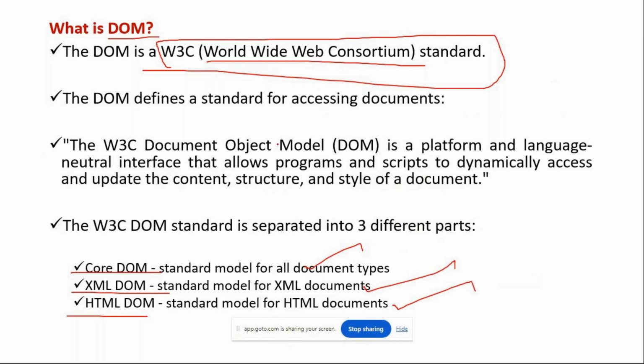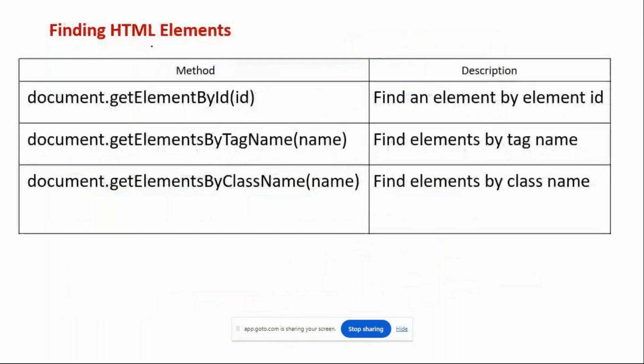DOM is platform and language neutral, which means platform and language independent. You can change the content, update the content, and style the document. Everything is possible with DOM. Then finding HTML elements. An HTML element can be identified by three methods: getElementById, getElementsByTagName, and getElementsByClassName. These we have discussed already.